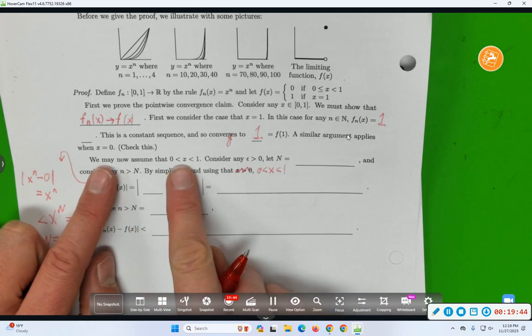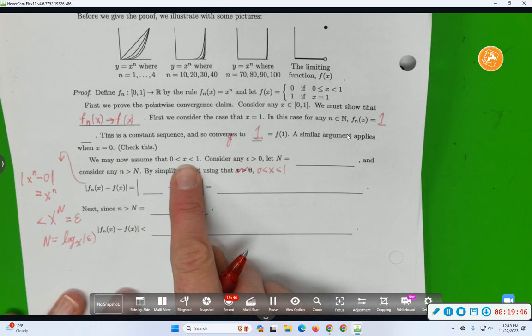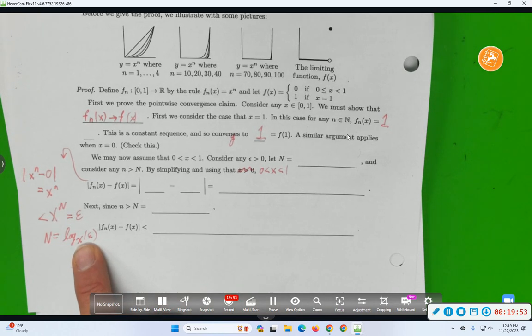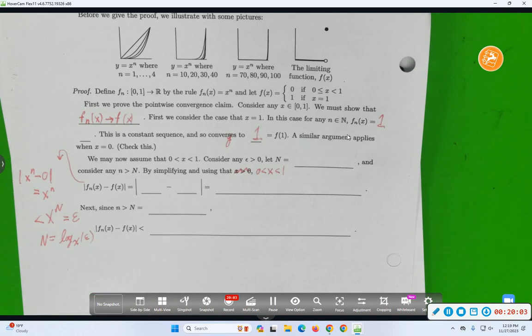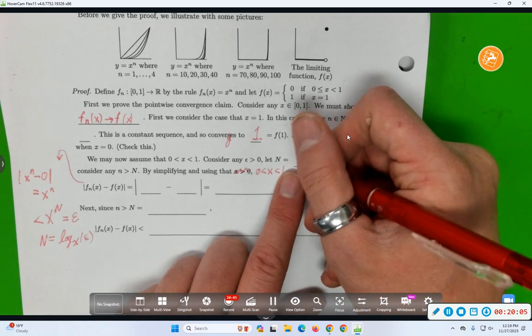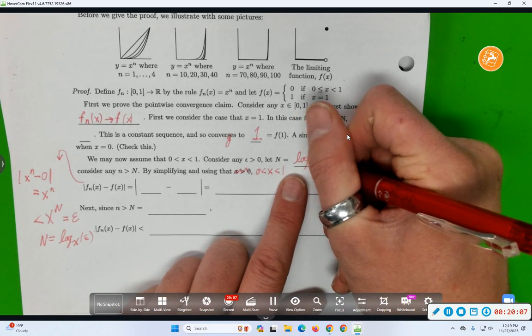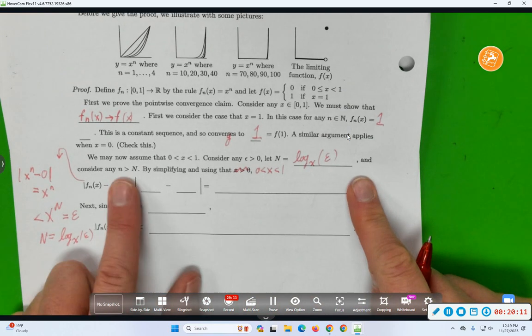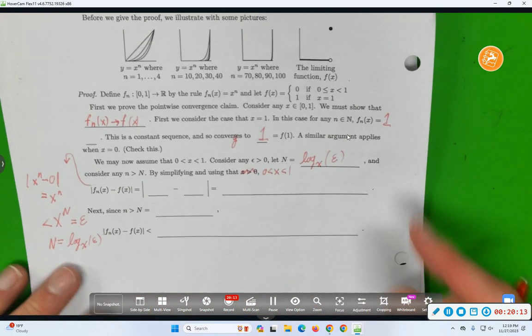So let's consider any x in between 0 and 1. Oh, and let's maybe even take a check. Would that be bad if x were literally equal to 0? Yeah, you can't have 0 in the base of a log. Maybe that's distant memory knowledge. But let's let big N be log base x of epsilon. We'll consider any little n bigger than big N by simplifying and using all this.